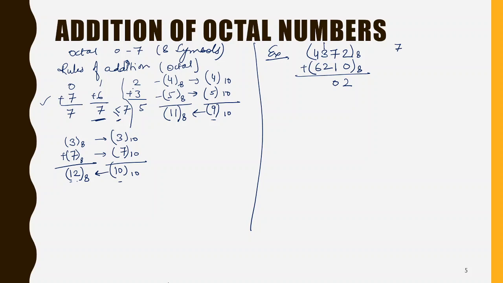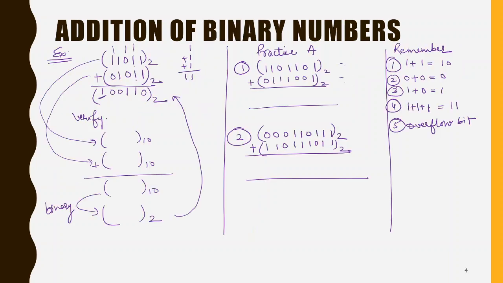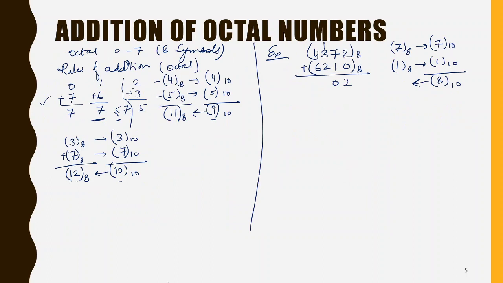How do I perform this? 7 in octal, 1 in octal, 7 is converted into decimal, it is 7, and 1 is converted into decimal, it is 1. 7 plus 1 is 8 in decimal, and if I convert 8 into octal, then it is 10 in octal. So 0 is written here, and this 1 goes to the carry. Now 3 plus 5 and 1 is 6, 6 is no problem. And 6 and 4 are 10.